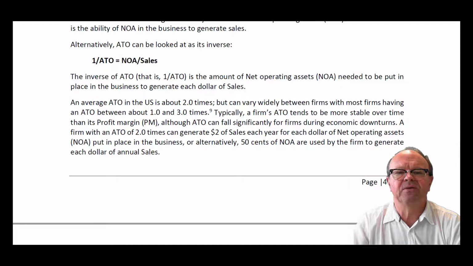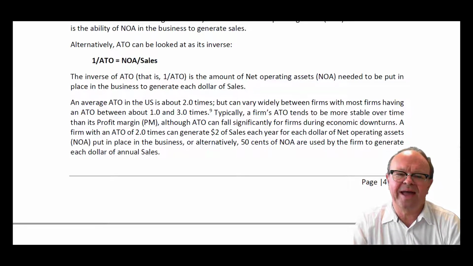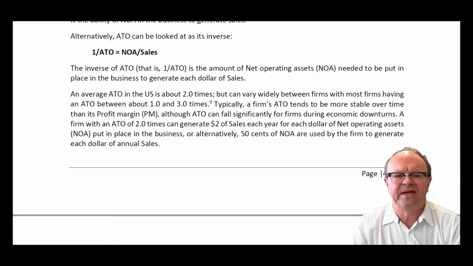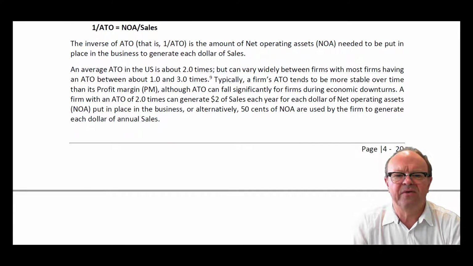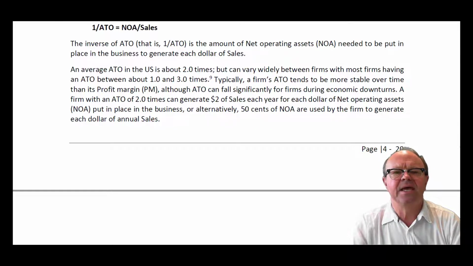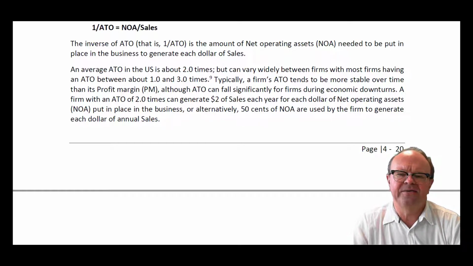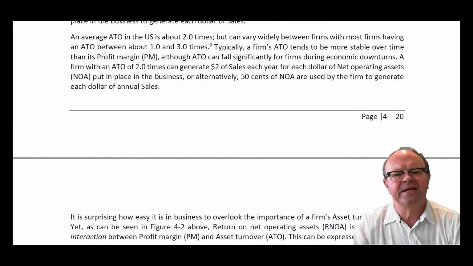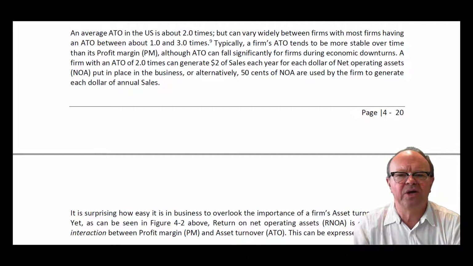Alternatively, asset turnover can be looked at as its inverse. 1 over ATO equals net operating assets divided by sales. The inverse of asset turnover, that is 1 over asset turnover, is the amount of net operating assets, NOA, needed to be put in place in the business to generate each dollar of sales. An average asset turnover in the US is about 2.0 times, but can vary widely between firms, with most firms having an asset turnover between about 1.0 and 3.0 times.